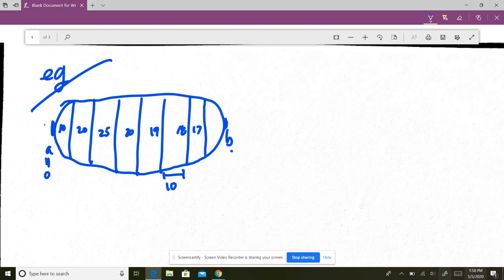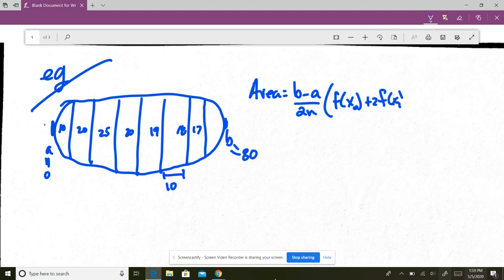So A has a value of 0, because it's our starting point. 10, 20, 30, 40, 50, 60, 70, 80. We have a value of 80. So if I want to know the area, we use the trapezoidal rule. So area is going to be B minus A over 2n, times f of x 0 plus 2 f of x 1 plus, up to f of x n. But I'll put, that would be b anyway. So b is 80 minus 0 over 2.